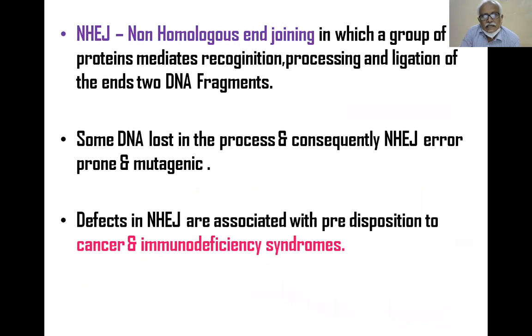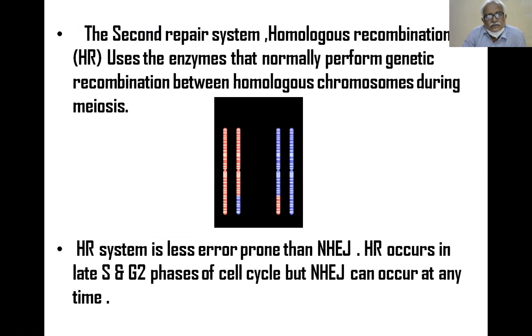So NHEJ, non-homologous end joining, in which a group of proteins mediates recognition, processing, and ligation of the ends of two DNA fragments. Some DNA is lost in the process, and consequently NHEJ is error prone and mutagenic. Defects in NHEJ are associated with predisposition to cancer and immunodeficiency syndromes.